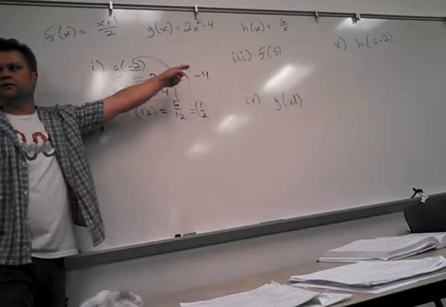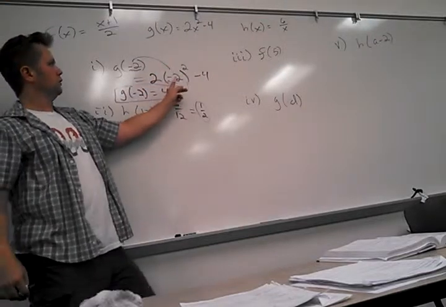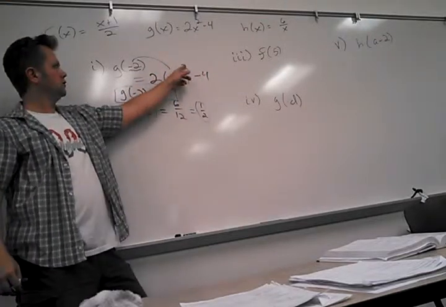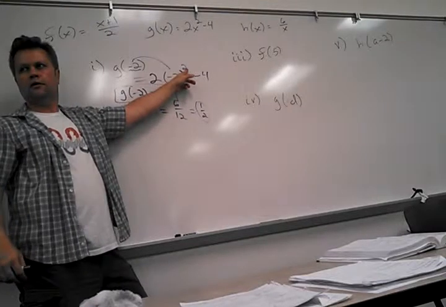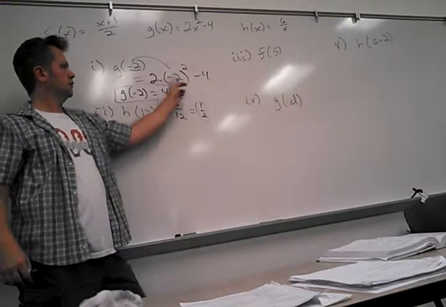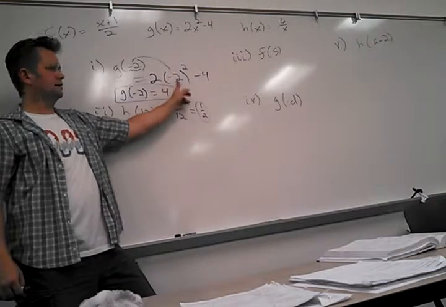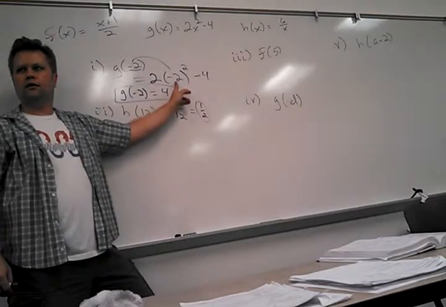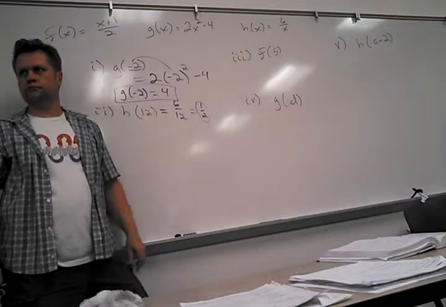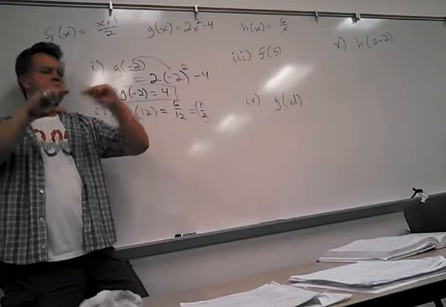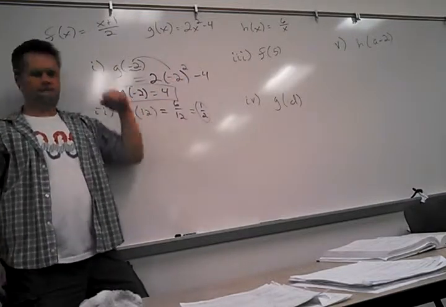Value from, do this. Order of operations says do what first? Exponents. Negative 2 squared is 4. Times 2? 8. Minus 4? 4. Right, this is twice this. Well, that's 4, so twice 4 is 8. Subtract 4 is 4. Just do that. Do what it says. Oh, okay.